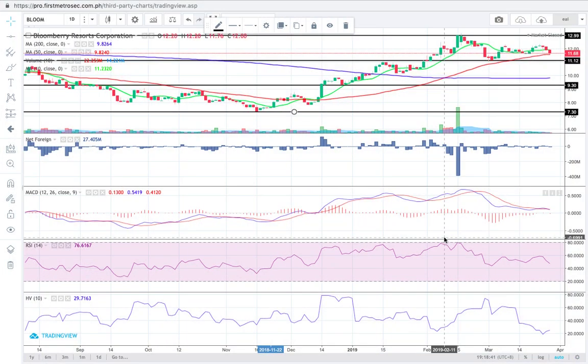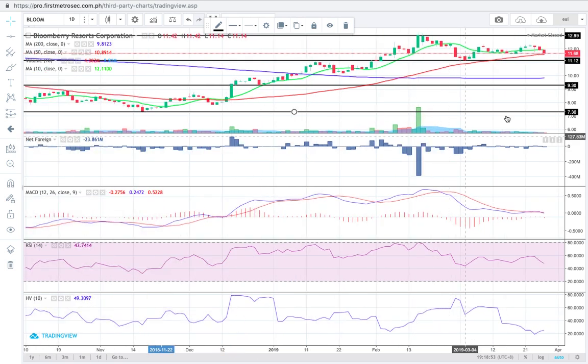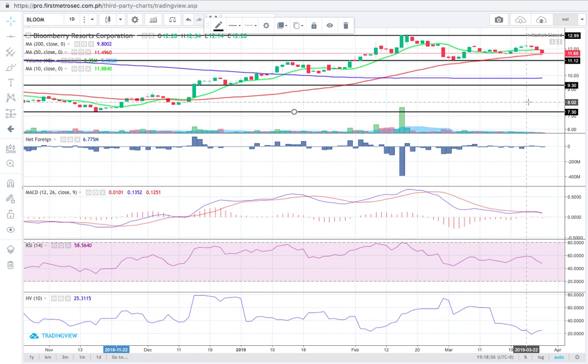Okay, let's move on to the chart of Bloom. Bloom closed today at 11.68. Support is at 11.12. Resistance is at 12.99. Let's make that 13 pesos. Today's red candlestick went below the 10-day simple moving average, but it managed to stay above the 50-day simple moving average. So we can say that Bloom is already bearish in the short term, while it's still bullish in the medium and long term, since it's above the 50-day and the 200-day simple moving average.